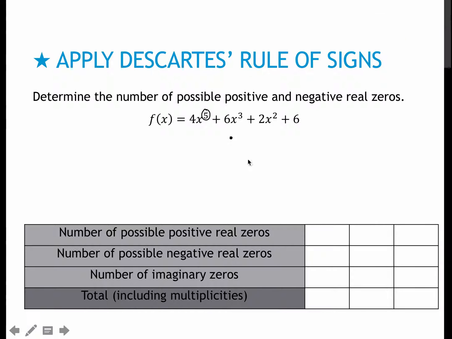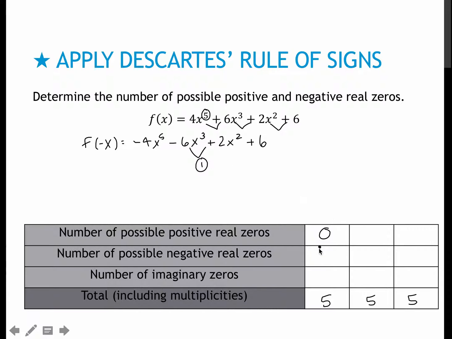Again, starting off here, we know it should be adding up to 5 at the end. So let's take a look from here to here. This is not a sign change. This is not a sign change. This is not a sign change. So 0 of those. Plugging in negative x, that would give me a negative 4x to the 5th, because an odd is going to change signs. An odd is going to change signs. An even is not, and a constant is of course not. So from here to here, negative to negative, this is a sign change. This is not. So it's 1 negative, which means there has to be 4 here.